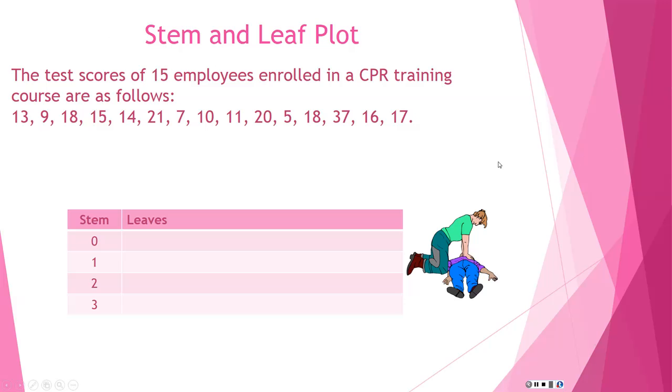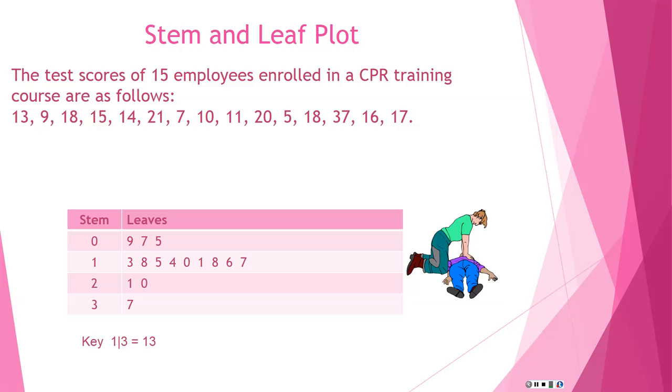So for example, 13 is listed as 1, 3. It goes on the stem for 1, and then you put 3 in the table after it. So then there's 9, 0, 9. Then 1, 8, then 7, and then 5. And there's the whole thing completely filled in with all the digits.